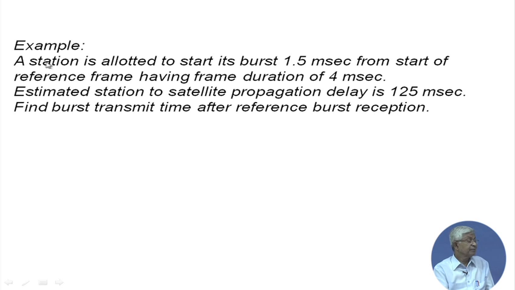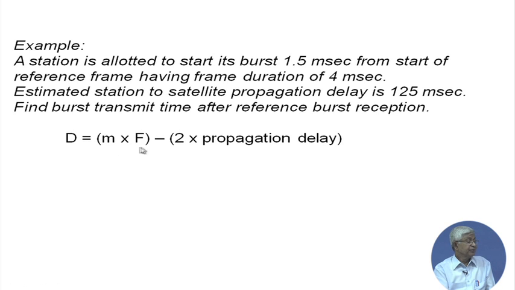Let us take a quick example. A station is allotted to start its burst at 1.5 millisecond from the start of the reference frame, having a frame duration of 4 millisecond. The estimated station to satellite propagation delay is 125 millisecond. Find the burst transmit time after reference burst reception at that particular station.